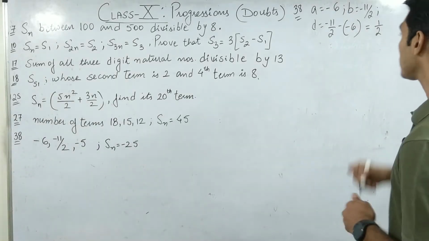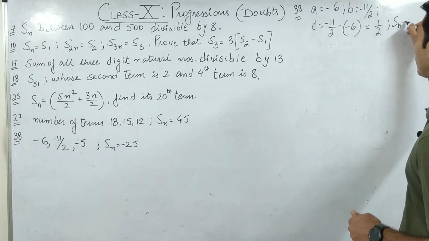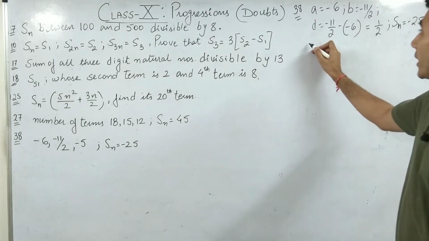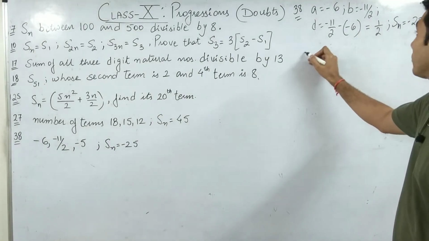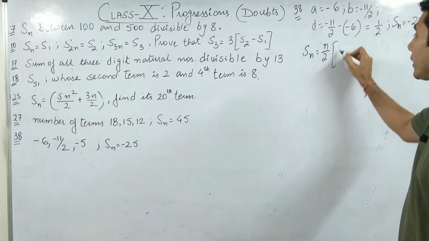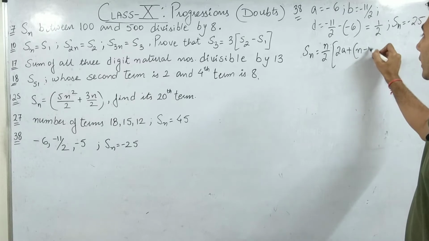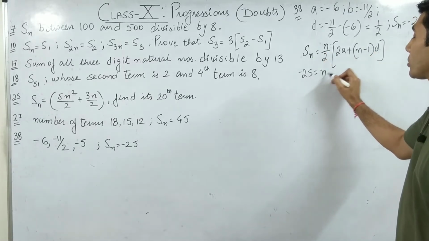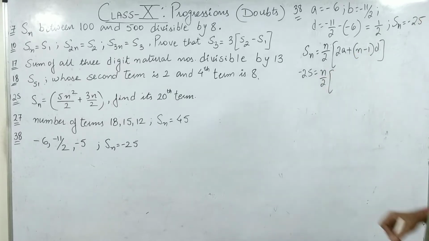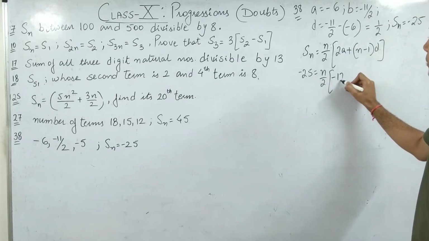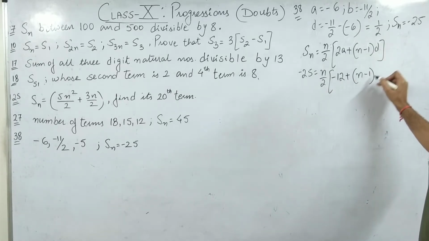Okay, now Sn is minus 25. So guys, Sn should be equal to minus 25. Now what do you need to do? I don't know. Do you know? Let's see. So let's apply the formula of Sn. Sn is equal to n by 2 bracket 2a plus n minus 1 into d. Sn is minus 25, so it should be equal to n by 2 bracket 2a. 2 into a is minus 12, plus n minus 1 into d, which is 1 by 2.